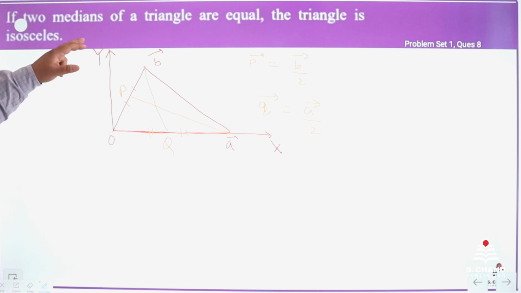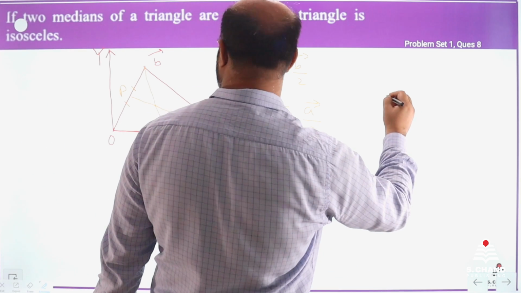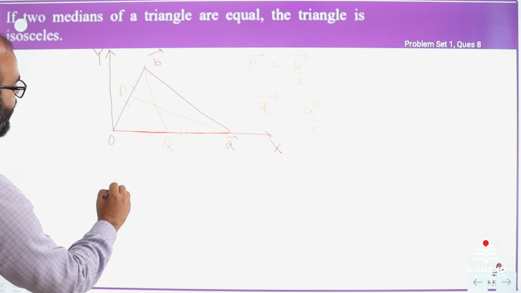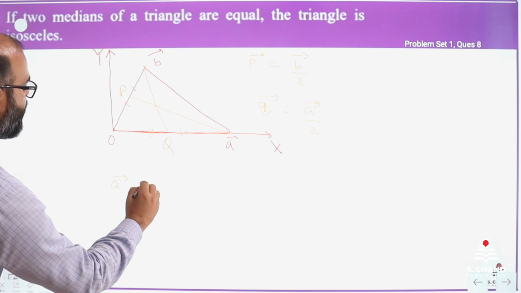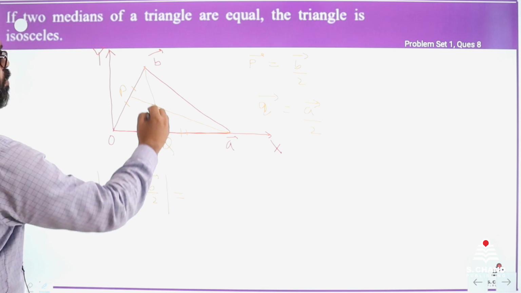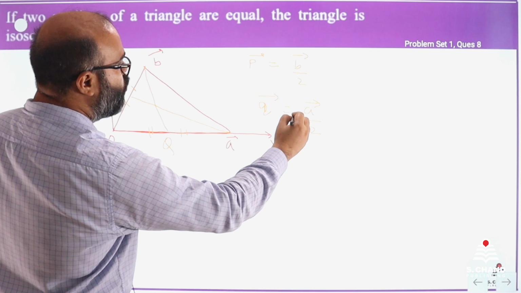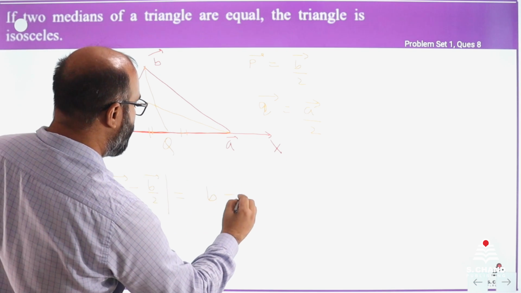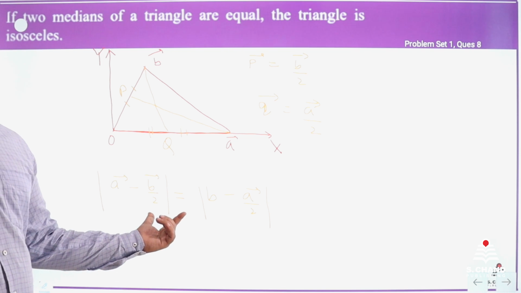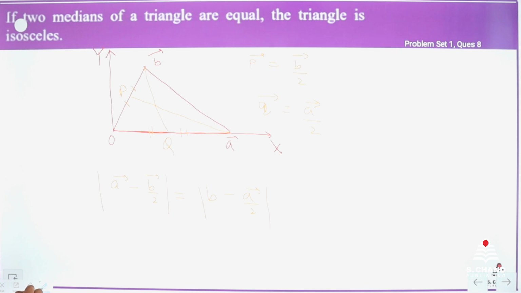Now if two medians of a triangle are equal, then the triangle is isosceles. Now these two are said to be equal. That is this length, AP length. So what is AP length? A minus B by 2, and this length is equal to BQ length. So what is BQ? As you can see, B minus A by 2. So these two are equal, right students? So the two medians are of equal length. Now it is being further asked to show that the triangle is an isosceles triangle.